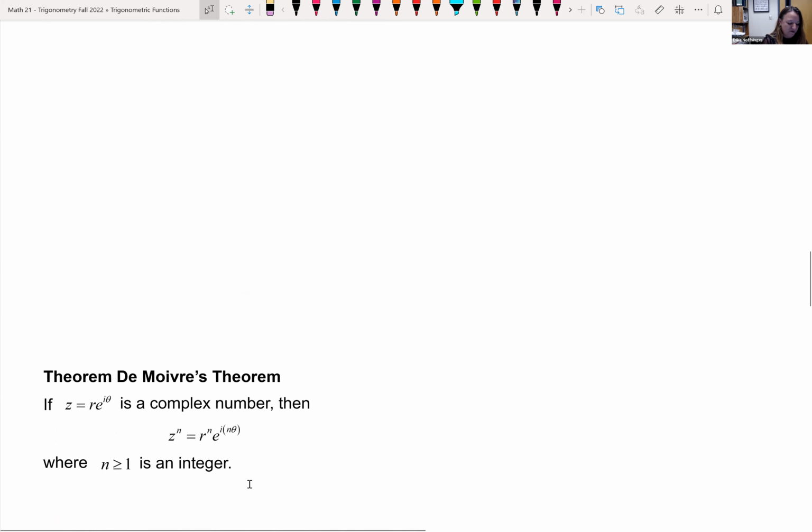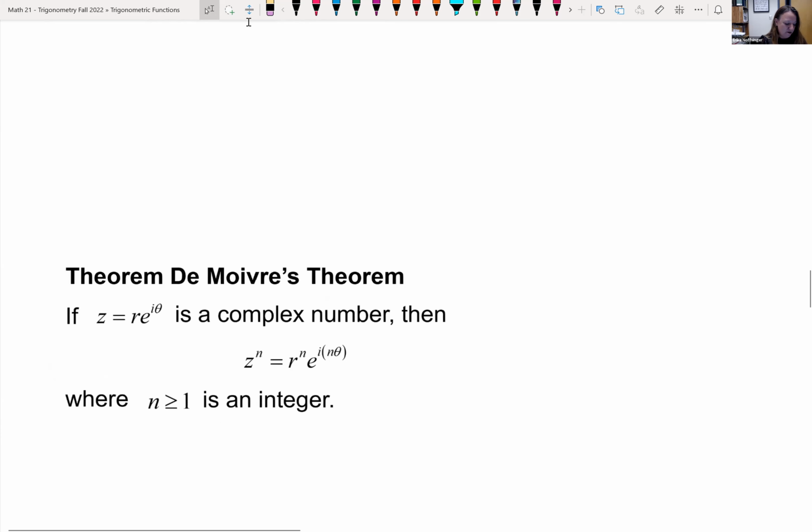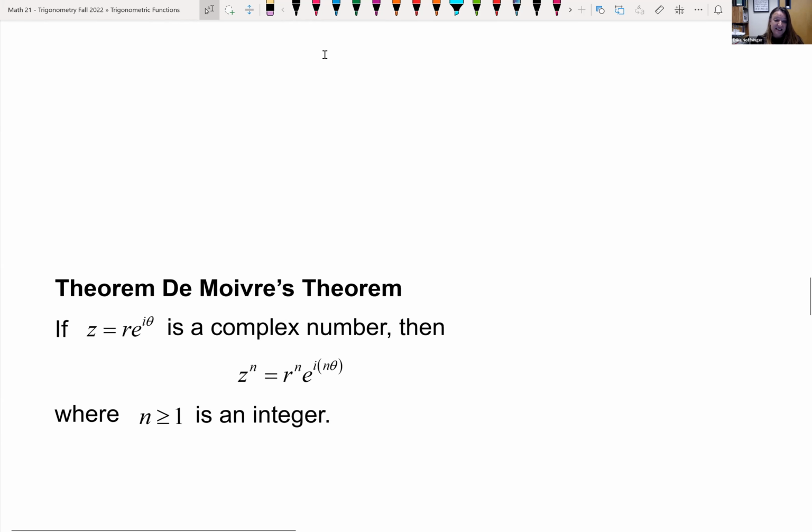So we have de Moivre's theorem in front of us. De Moivre's theorem states that if z is equal to r e to the I theta, a complex number, then if I raise z to the nth power, this is equal to r raised to the nth power all times e to the I n theta, where n is greater than or equal to 1 is an integer.